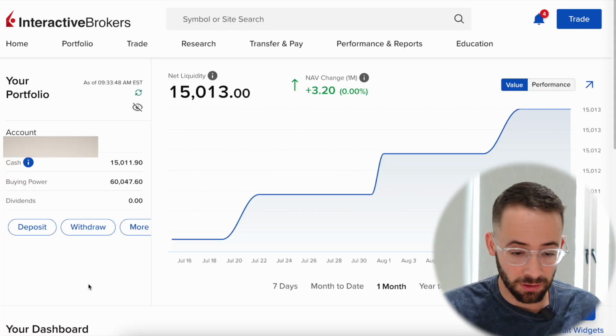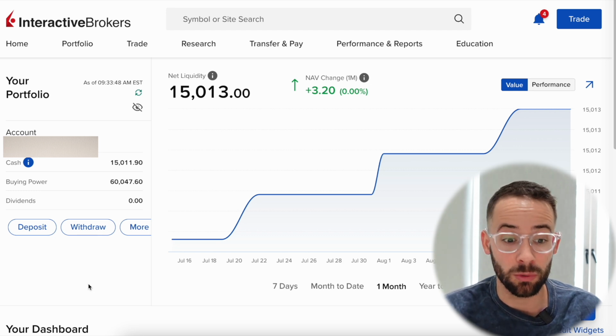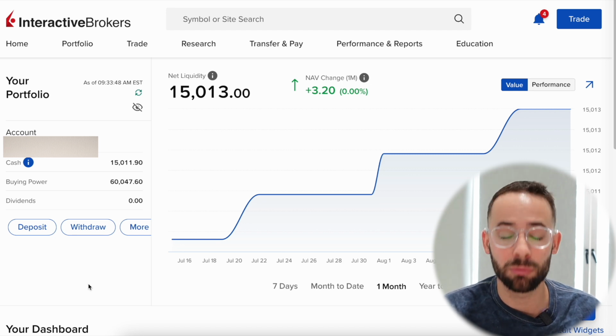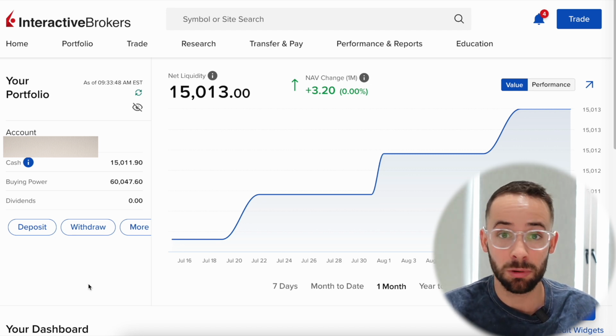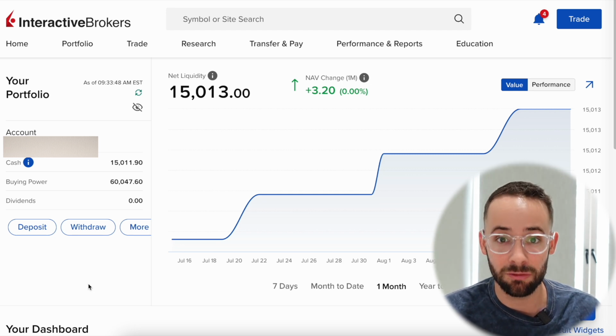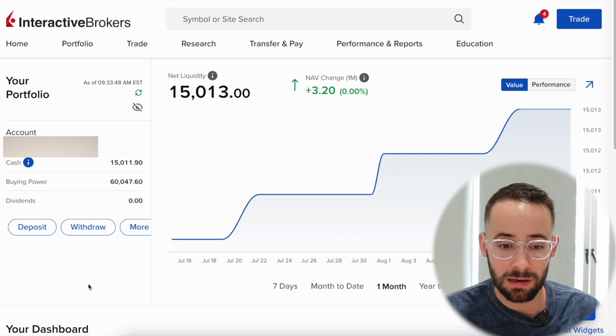Now, once you've funded your account and you've waited for the balance to actually hit Interactive Brokers, this is where you can actually start making trades and interacting with the platform. So let's walk through a brief tutorial on how you can actually place trades on this platform. I'm not going to get super in depth. This is not going to be a really advanced tutorial on how to trade using Interactive Brokers, but just a quick beginner's walkthrough to get started.